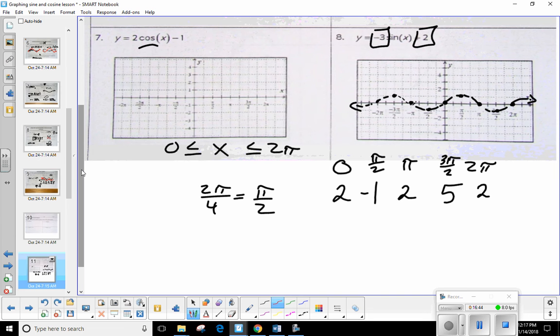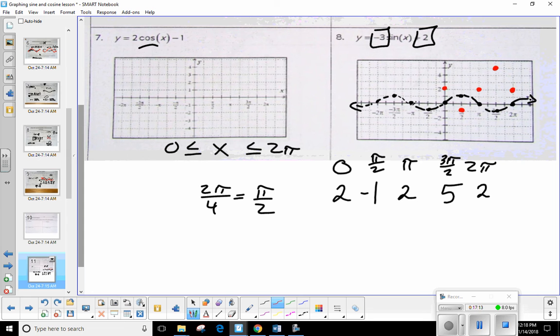All right. And let's see here. We have the first ordered pair 0, 2. So I'm going to put him right there. Then we have pi over 2, -1. Okay. Then we're going to go pi to the right, 2 up. Then we're going to go 3 pi over 2, 5. And we're going to go ahead 2 pi, 2. So 2 pi, 2. And there we go.